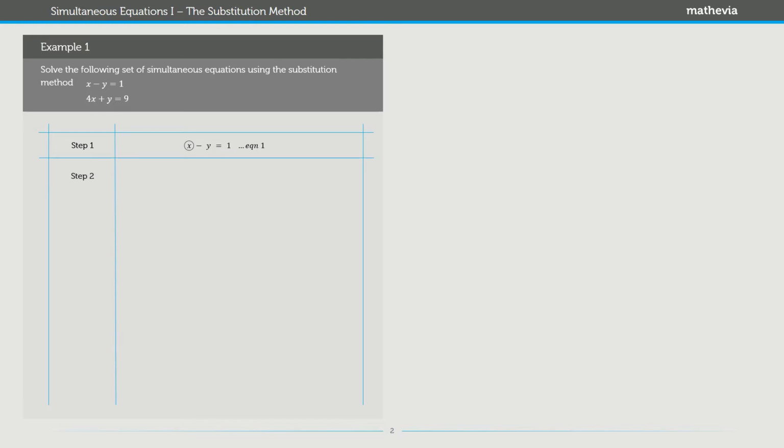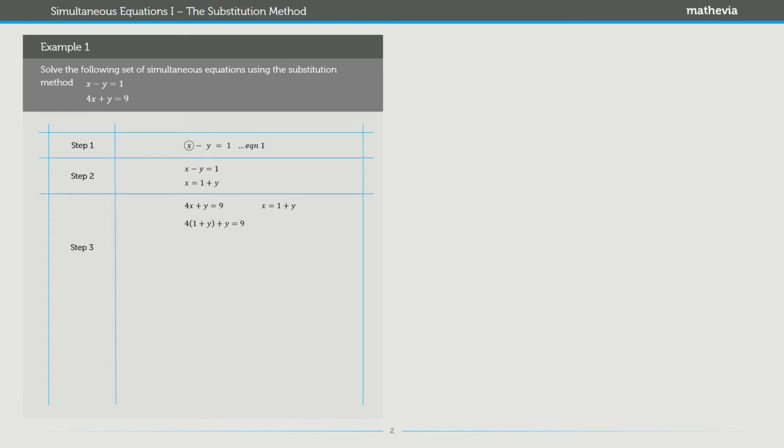Once I've done that, the next thing I'm going to do is make x the subject of formula in that equation. So I have x minus y equals 1. I then end up with x equals 1 plus y. Next, we put x equals 1 plus y for x in the other equation. Our other equation is 4x plus y equals 9, and we found that x equals 1 plus y. We're simply going to put x equals 1 plus y for x in the other equation.